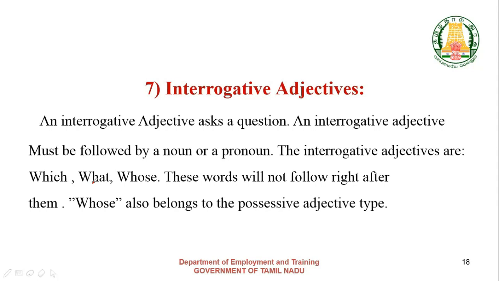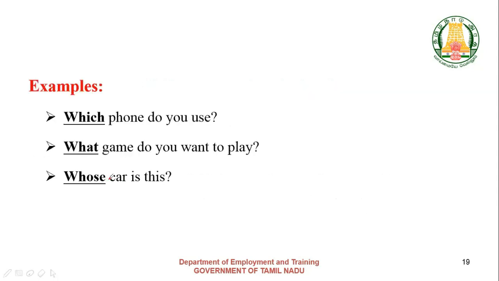For example, whose also belongs to the possessive adjective type. Yes, in English, a word can be used in multiple grammatical roles. For example, a noun can be used as an adjective, or an adjective can be used as an adverb in some contexts. So this is possible. Like that, whose also belongs to the possessive adjective type, which we have already seen earlier. Now, these are just a few examples for your better understanding.